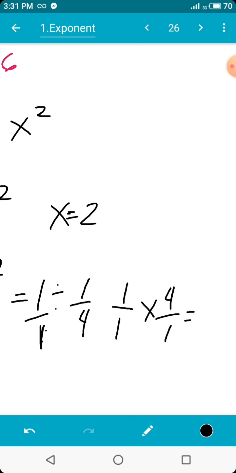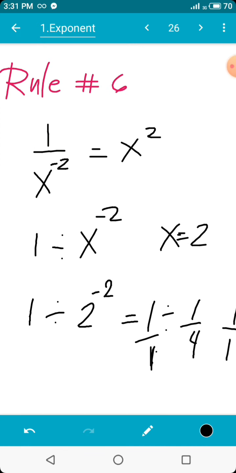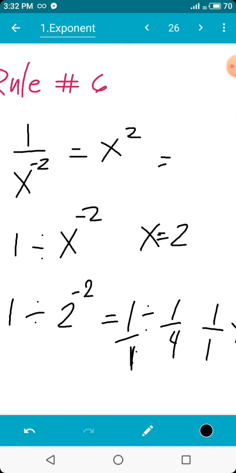And kapag nag-multiply tayo ng fraction, numerator muna and denominator. So, 1 times 4, that's 4. And then 1 times 1, that's 1. Or simply, 4. Okay? So, pag in-apply na natin yung rule number 6, so, ang sabi dyan, kung yung x mo is 2, so it will become 2 squared. So, we'll get the same answer na 4.